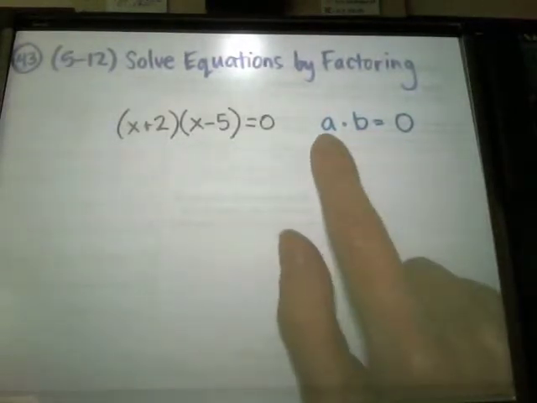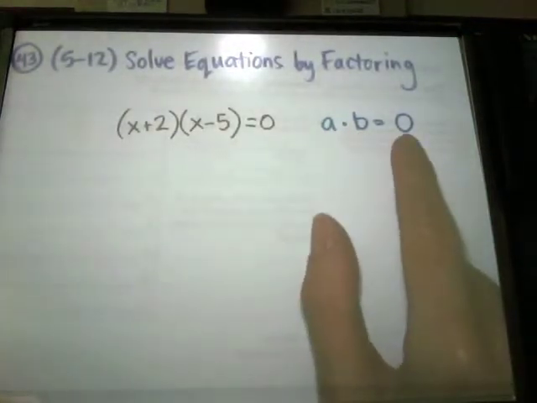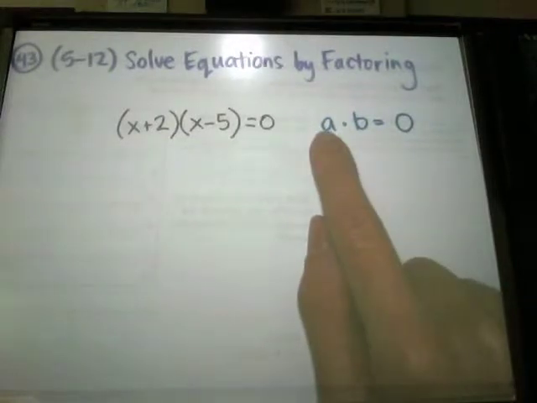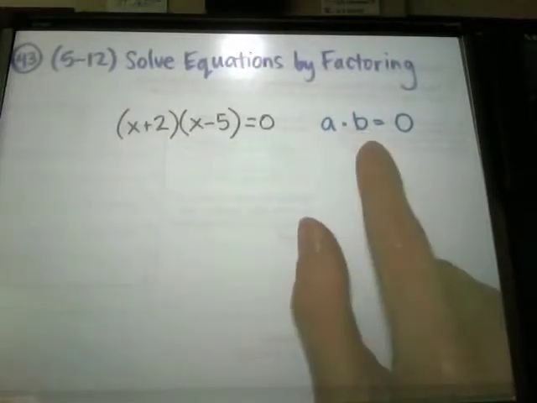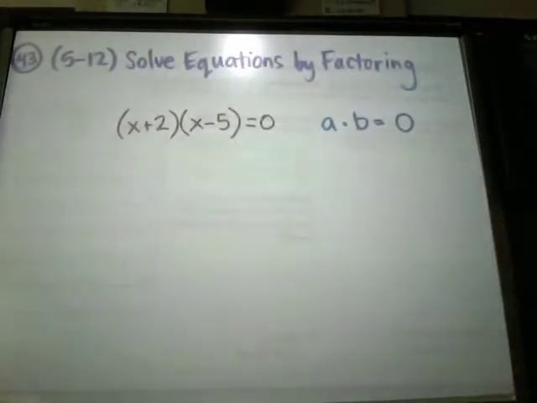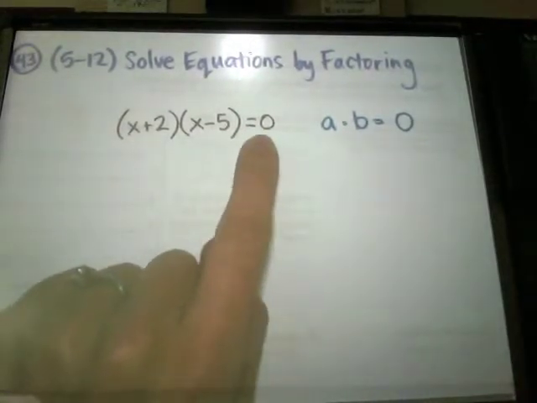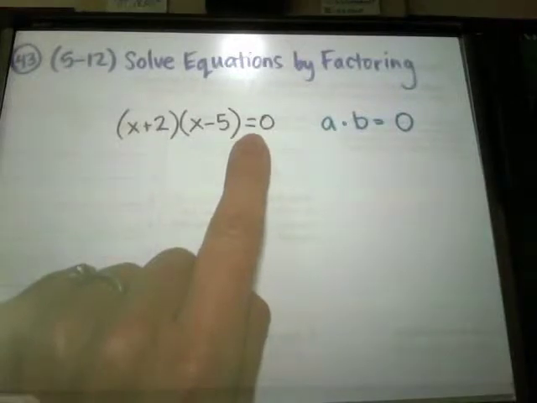This could be, let's say, 5 times 0 equals 0. Oh, but maybe the b is the 0. Maybe it's 5 for a and 0 for b. 5 times 0, that would still equal 0. So here's the idea. We're going to have these equal to 0. If it's not equal to 0 already, I will show you how to make it equal to 0.